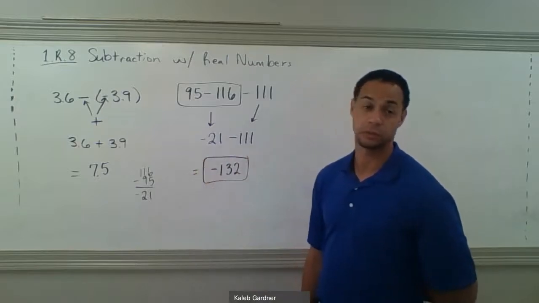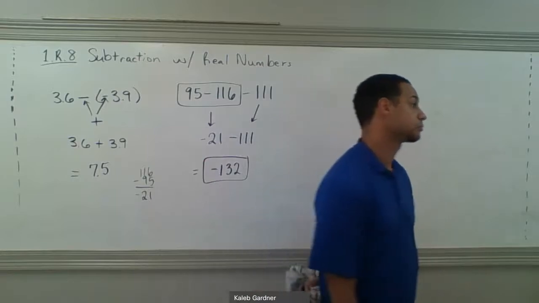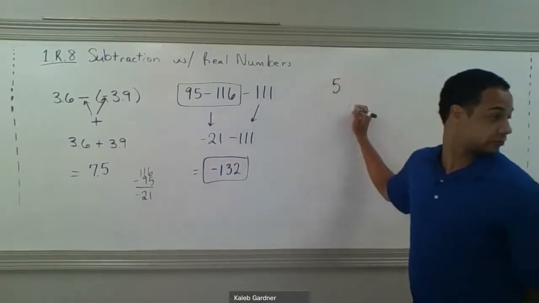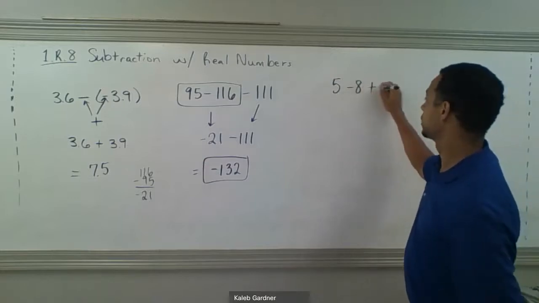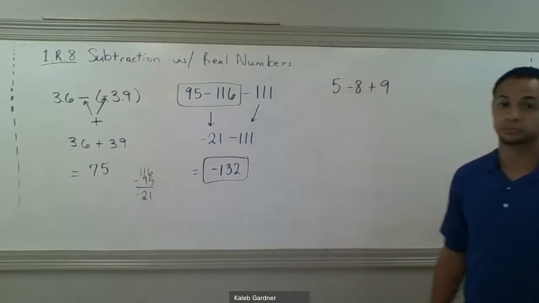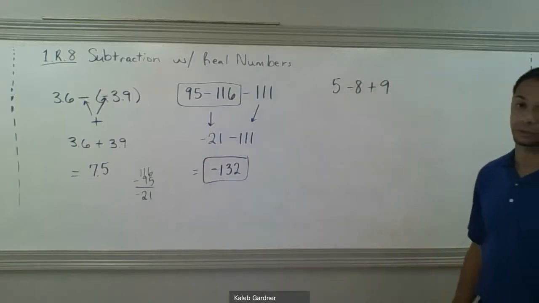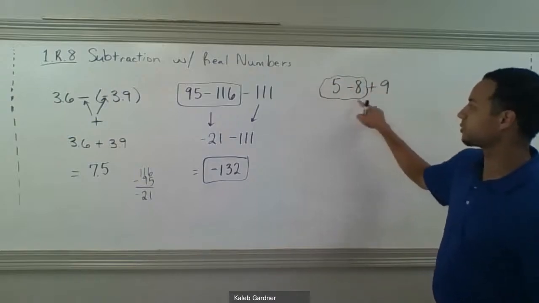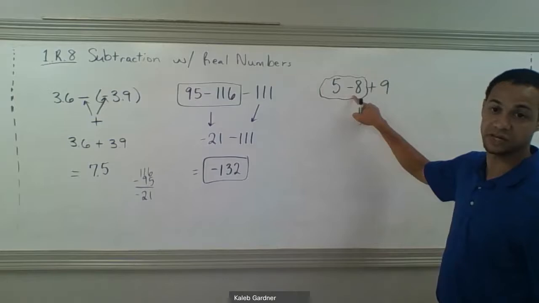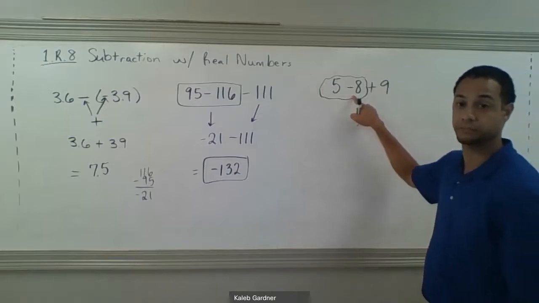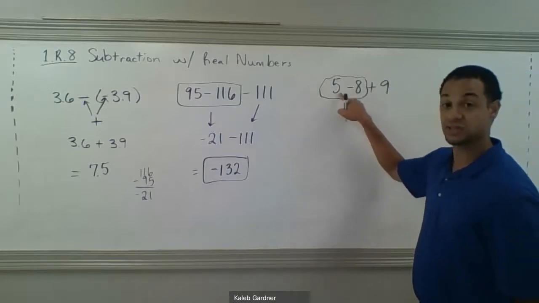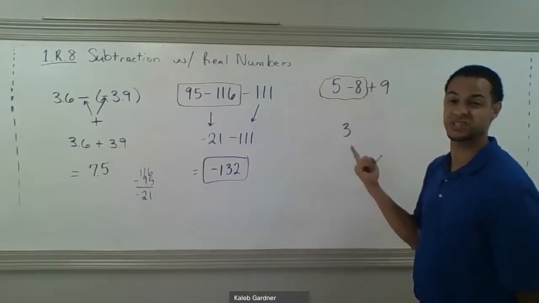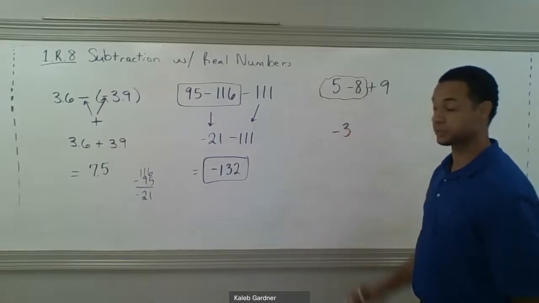Okay, let's do another one. All right, so 5 minus 8 plus 9. All right, so what do we have going on here? Again, let's focus on these first two. 5 minus 8, 5's positive, 8's negative, opposite signs, let's subtract. 8 minus 5 is 3, but keep the sign of the larger, which is 8, so keep the negative sign.